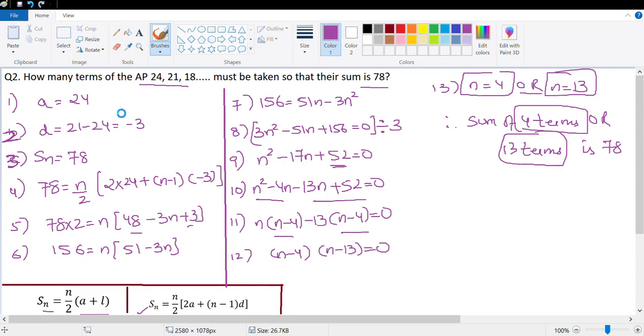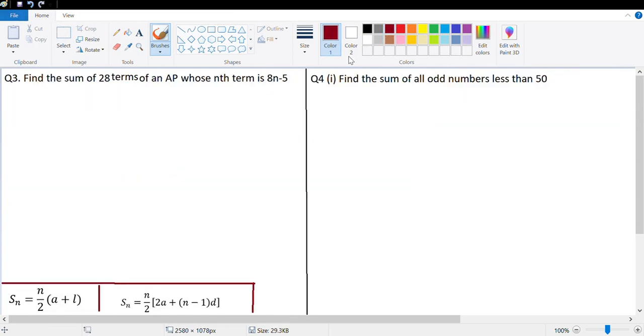The next question that we have is question number 3. It says find the sum of 28 terms of an AP whose nth term is 8n - 5. You would notice a lot of these questions would come where the nth term is given. What I've been told is Tn, which is the nth term, is equal to 8n - 5. For calculating the sum, we need the first term, we need the last term, or we need the value of d. Well, let's see how we can calculate it.